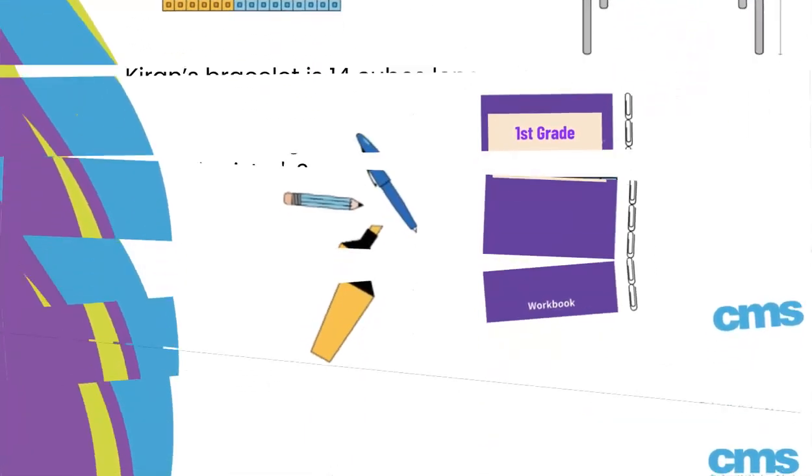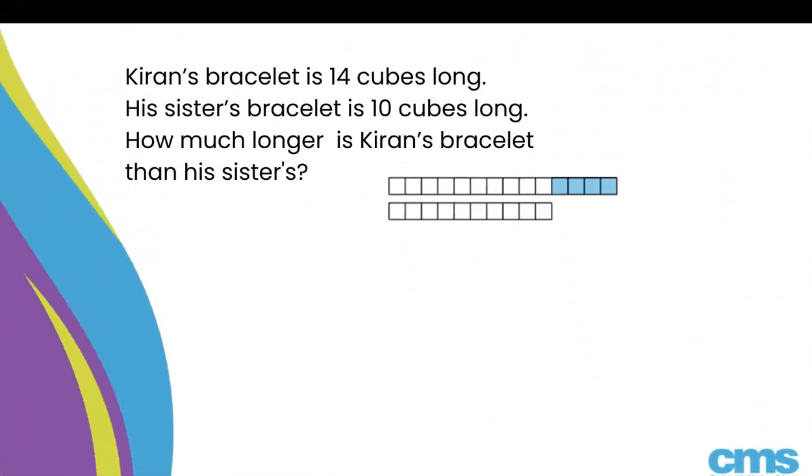Students will also practice solving story problems. Some story problems will compare things to find out how many more or how many fewer. This story talks about Karan's bracelet and how he's using 14 cubes. His sister's bracelet is 10 cubes long. How much longer is Karan's bracelet than his sister's? Students may create a representation similar to what you see on the screen to help solve the problem.